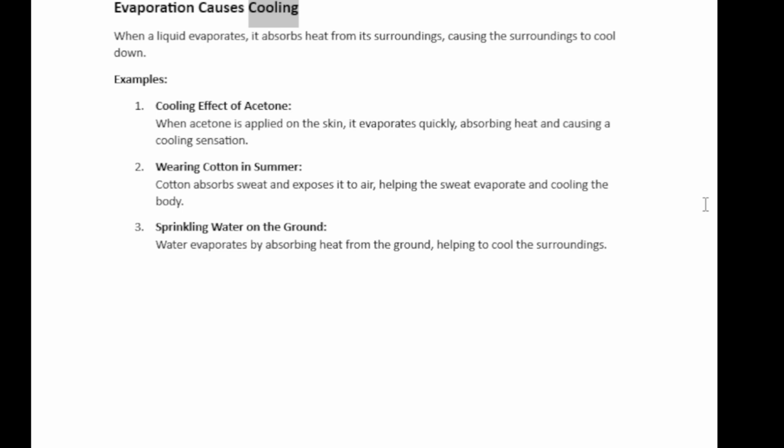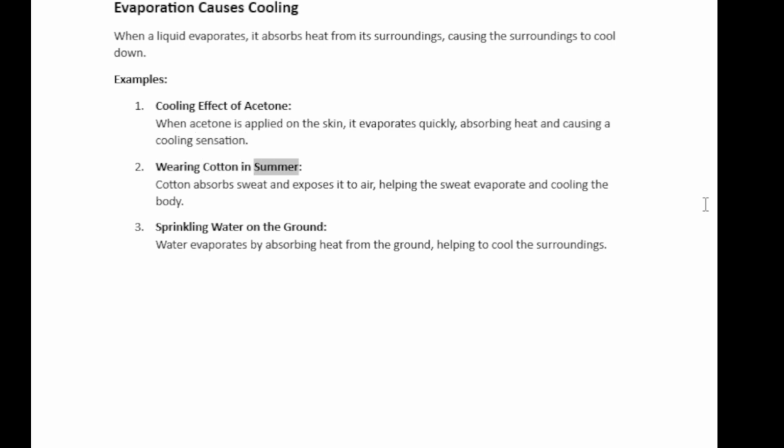Evaporation causes cooling. When a liquid evaporates, it absorbs heat from its surroundings, causing the surroundings to cool down. Examples: cooling effect of acetone. When acetone is applied on the skin, it evaporates quickly, absorbing heat and causing a cooling sensation.